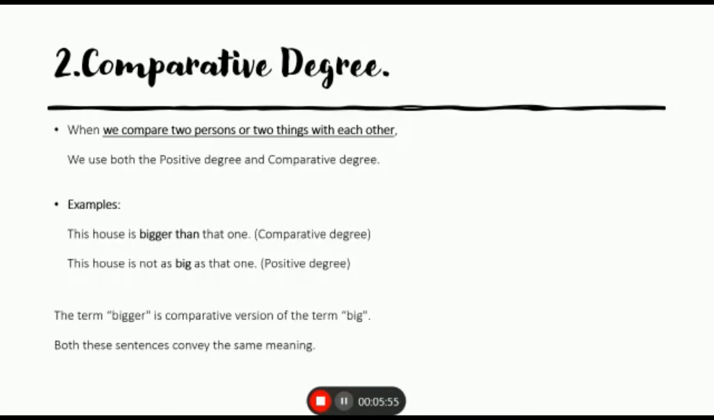But generally it has been seen that positive degree is also used for comparing things, like this house is not as big as that one. But make sure that you are using comparative degree in comparing two things, not positive degree. That is why you've been made to understand this. So the term bigger is the comparative version of the term big. Both the sentences convey the same meaning, but once two things have been compared, you are supposed to use comparative degree.